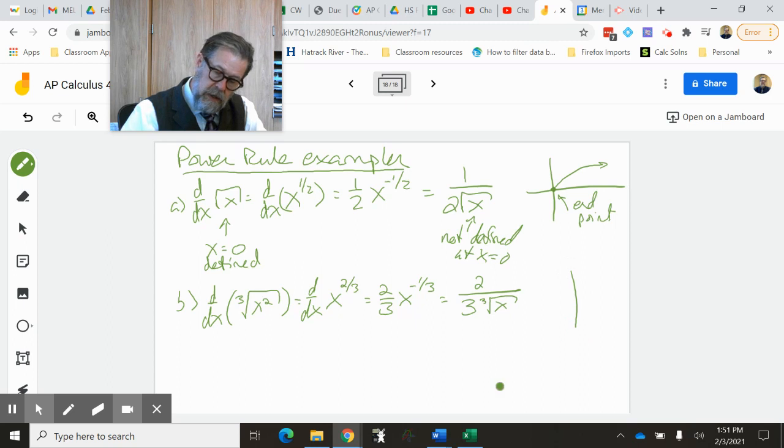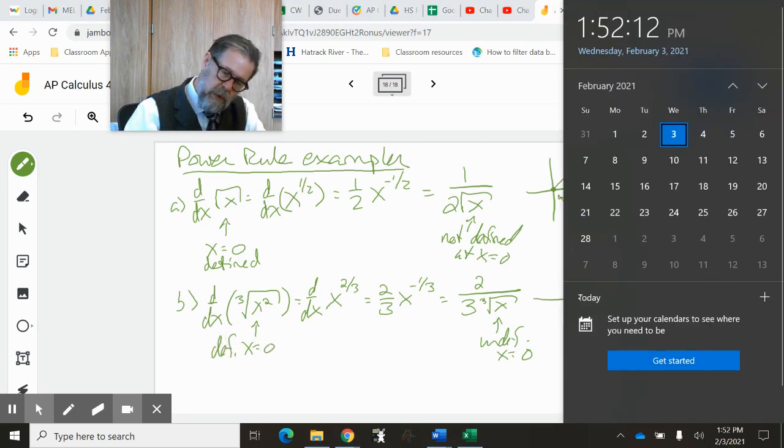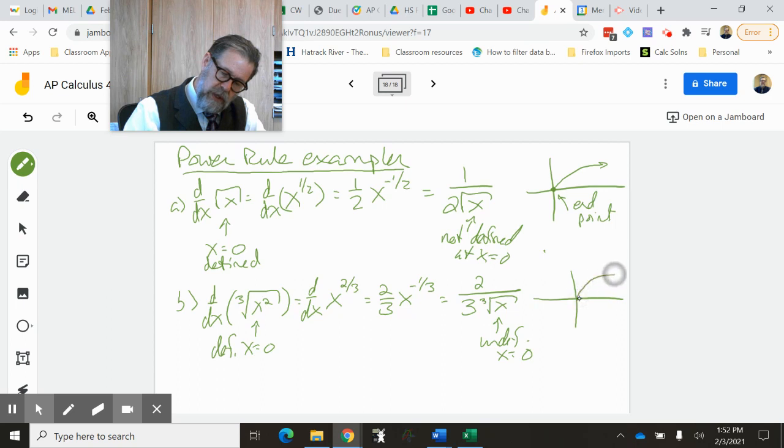Again, notice that the derivative is undefined at x equals 0, but the function is defined at x equals 0. Again, why? If we look at the graph of the cube root of x squared, we notice that there is a cusp right there at x equals 0.